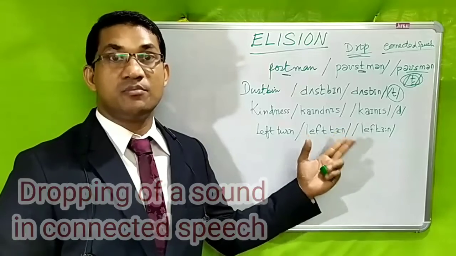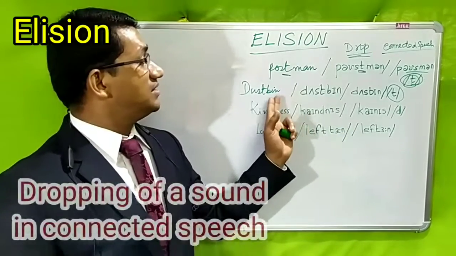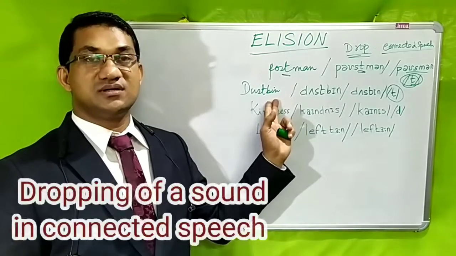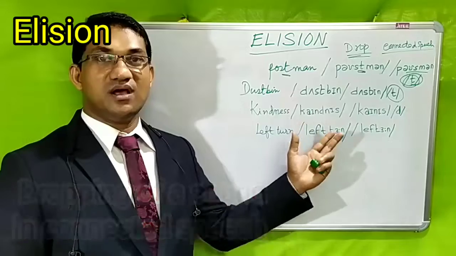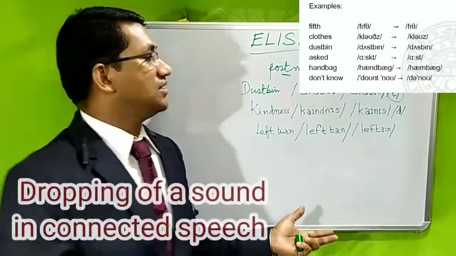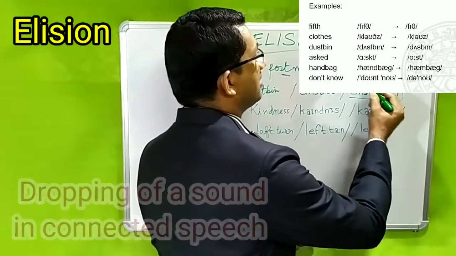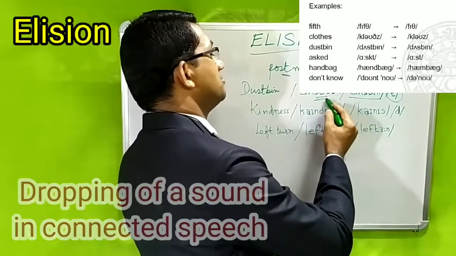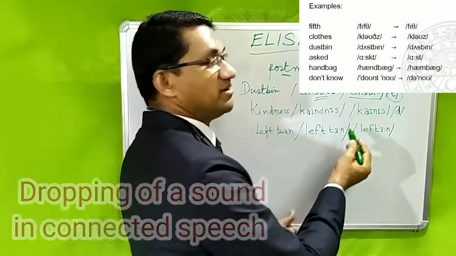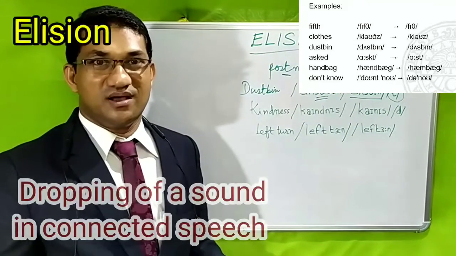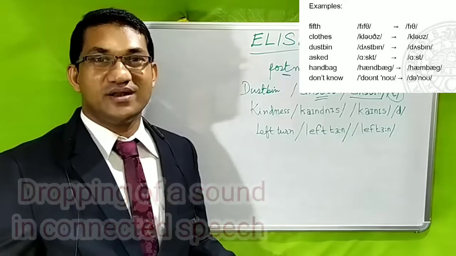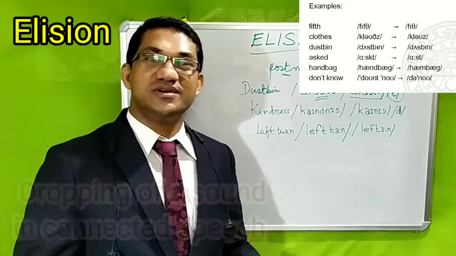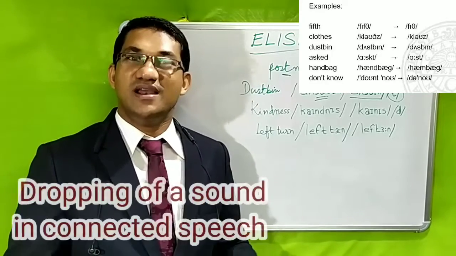Similarly, we have another word, dustbin. The t is elided, and we say dustbin. The t is dropped. Okay, it is dustbin, but we don't say it with the t. I'm cleaning the room. Where is the dustbin? The t is dropped, and that dropping of t is what is known as elision.